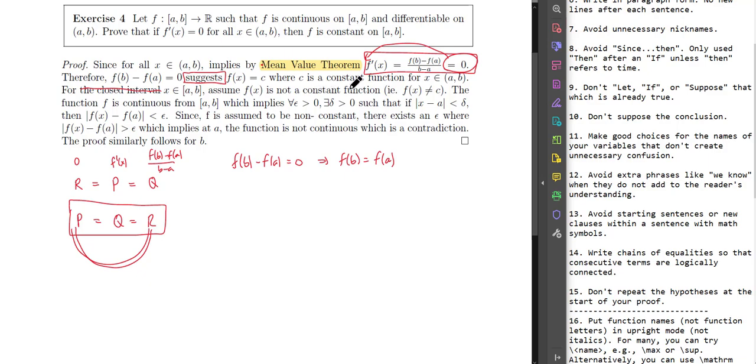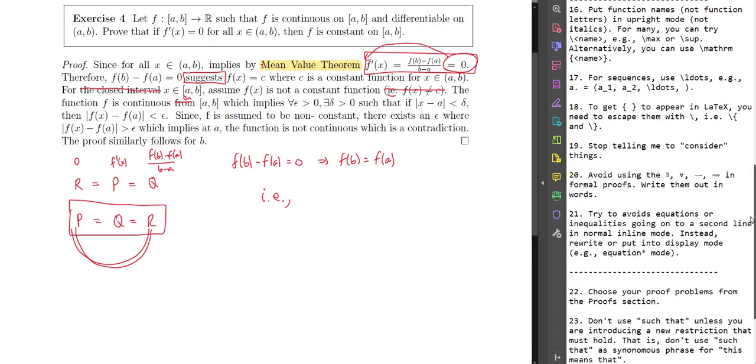Okay, assume f of x is not a constant function, i.e., by the way, i.e. is always i period, e period, comma. f of x does not equal c. Yeah, it's a little cavalier. We probably just want to eliminate this. The function f is continuous on [a, b], which implies, this is our 20, right? We're not using these symbols here.